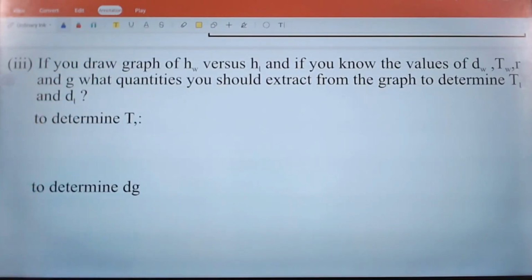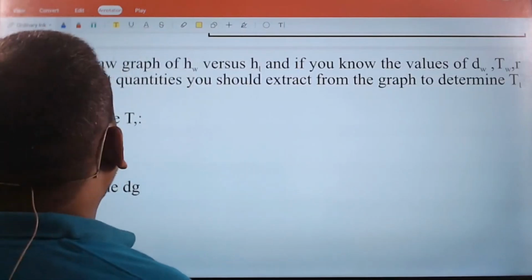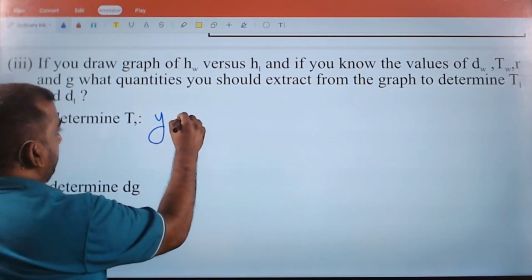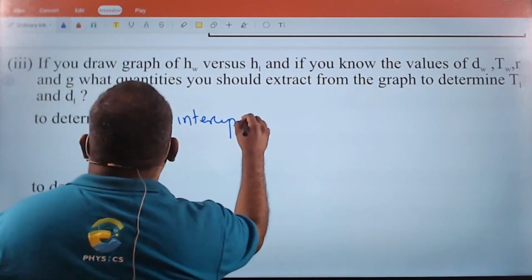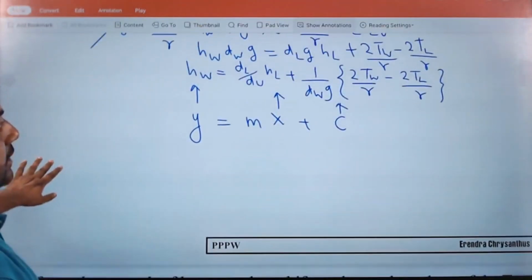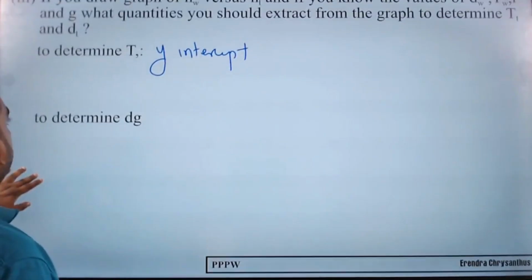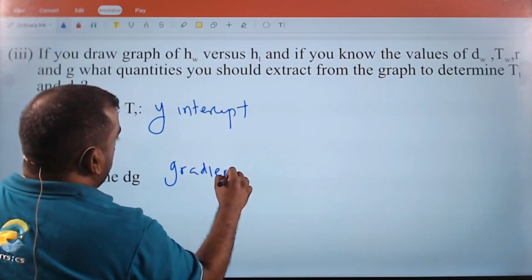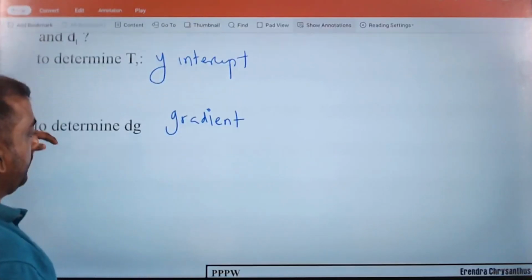If you draw a graph of HW against HL, and you know the values of dW, TW, g, what quantities should you extract from the graph to find surface tension? The surface tension you can find directly by what? The y-intercept. You can find surface tension from the y-intercept, since the y-intercept contains the surface tension part. And the density ratio you can find using the gradient. Okay.